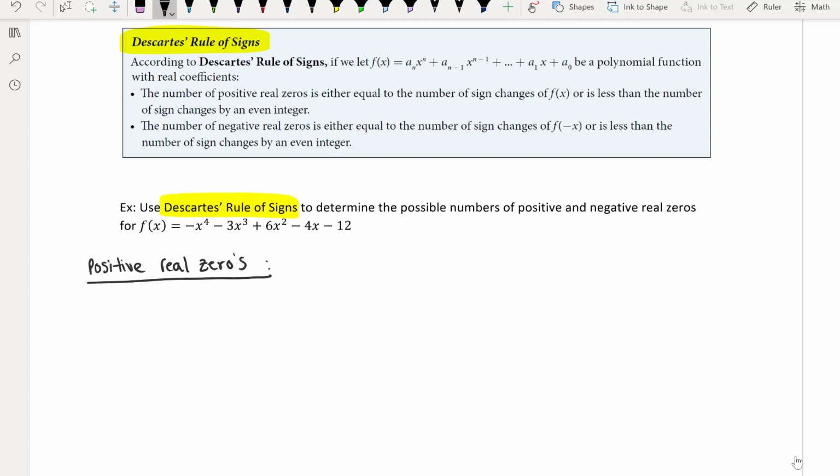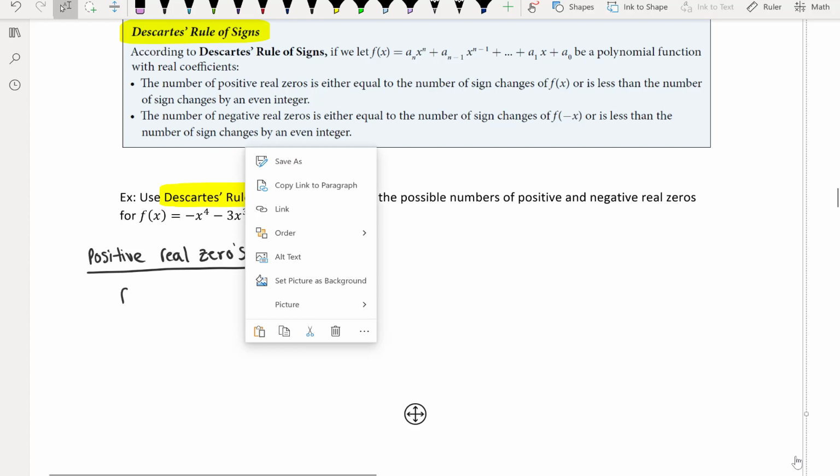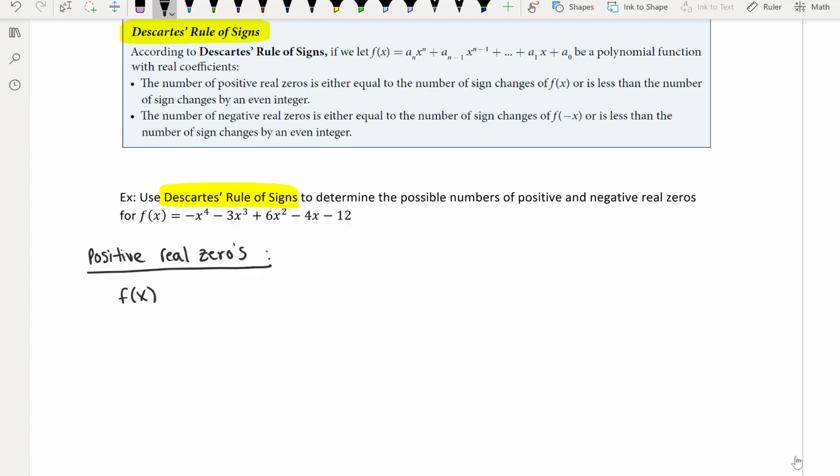So for my positive real zeros, let's take our original function f of x. It says specifically, for positive real zeros, it's equal to the number of sign changes in f of x. So it's just our regular function that we have: negative x to the 4 minus 3x cubed plus 6x squared minus 4x minus 12. I have not changed anything. The only thing I did was write out my original function.